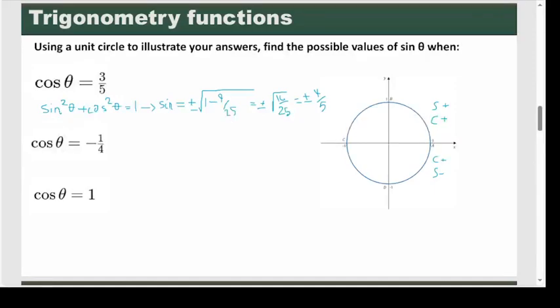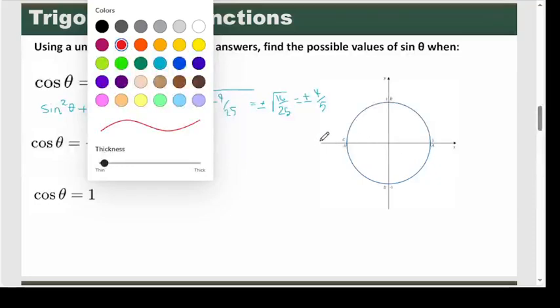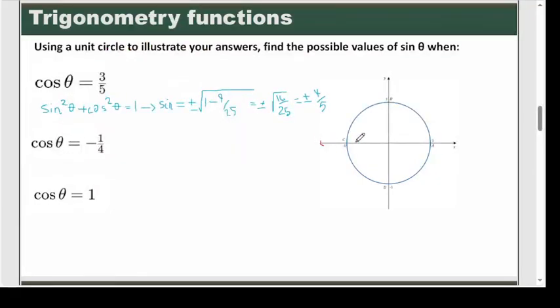Here for the second one, it says cosine of theta equals negative 1 over 4. That means, let me change my color, cosine is here. As I said, cosine is always related to the x-axis. So cosine here is negative, but in the second quadrant, sine would be positive. In the third quadrant, sine would be negative as well.